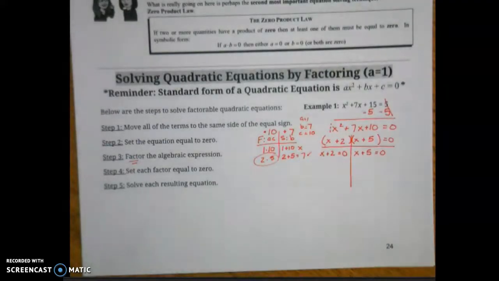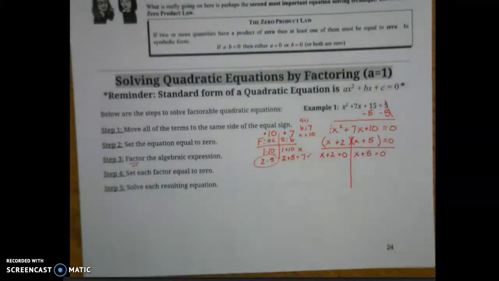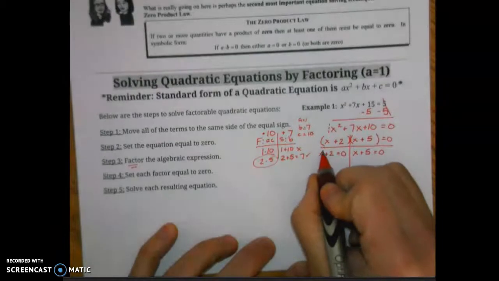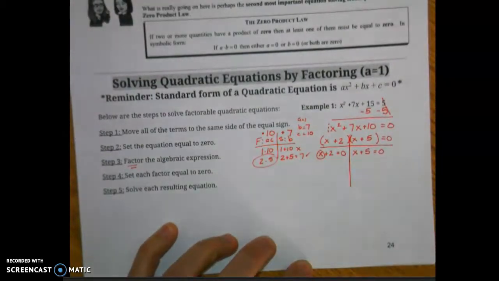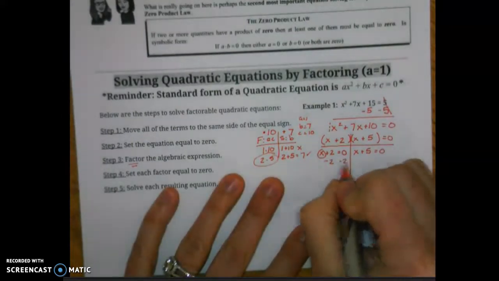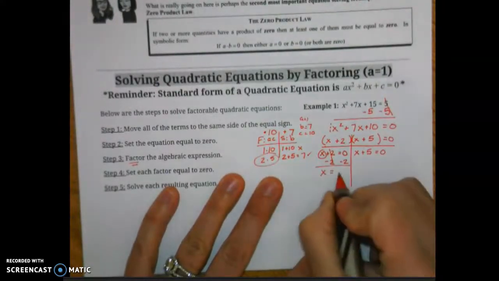Now I have two one-step equations. The exponent of 2 is gone, and I can solve each one to get my two different solutions to this equation. So I'm going to solve this one first. To get x by itself, I need to undo plus 2. So I want to do the opposite of addition. What's the opposite of addition? Subtraction. So I'm going to subtract 2 from both sides, and I have x is equal to negative 2.